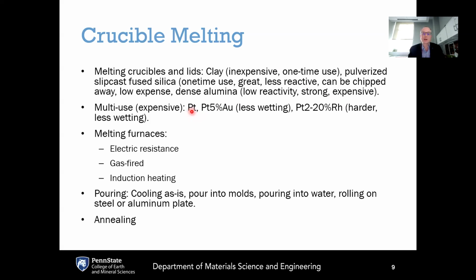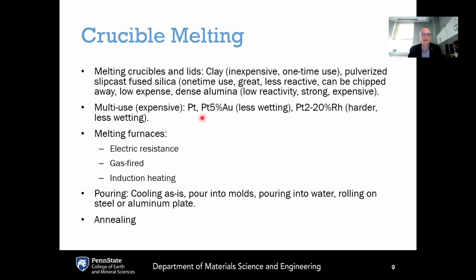Oftentimes, it's not pure platinum that is used because pure platinum is relatively soft at high temperatures, but you can make an alloy with rhodium, up to, say, 20% rhodium. This makes it much harder. Also decreases the wetting behavior between the molten glass and the crucible material, has better mechanical performance, and can withstand higher temperatures. Platinum can also be alloyed with gold to help reduce some of the wetting behavior. So most of the time it is an alloy of rhodium with platinum to give the best performance.